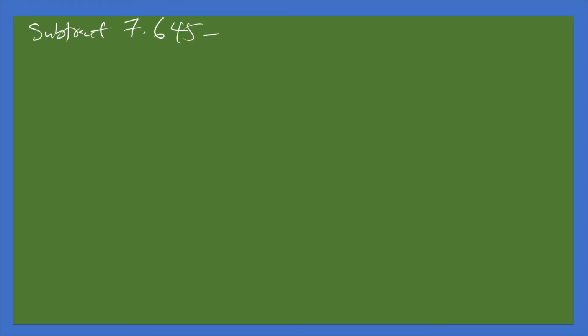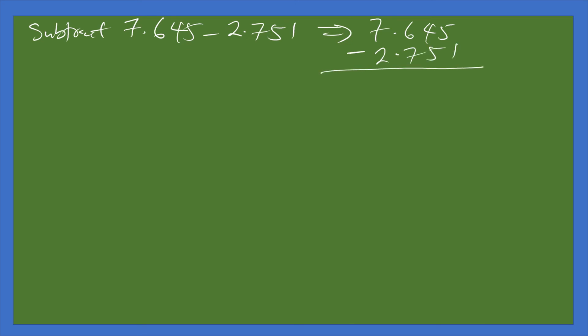Now for the subtraction, let's say subtract 7.645 minus 2.751. You have to subtract these numbers. Very simple. What do? 7.645. Like I said, make sure all the points are aligned. 2.751. Remember your sign here.